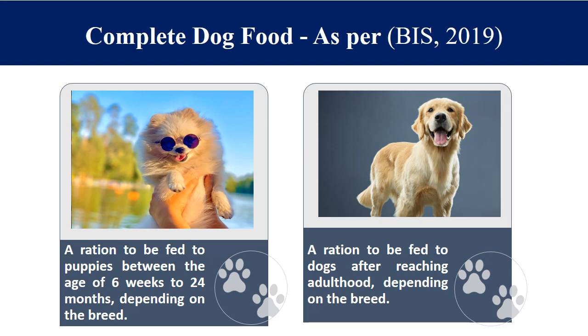So here is the specification for complete dog food as per BIS 2019. For the age of 6 weeks to 24 months, a ration is to be fed to puppies depending on the breed. Similarly, a ration is to be fed to dogs after reaching adulthood, depending on the breed. So this is the specific guideline from BIS for the young one and for the adult.